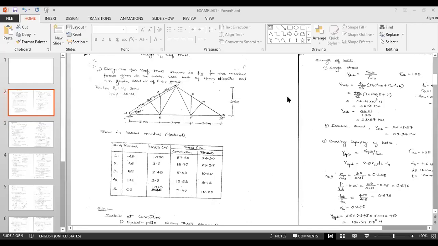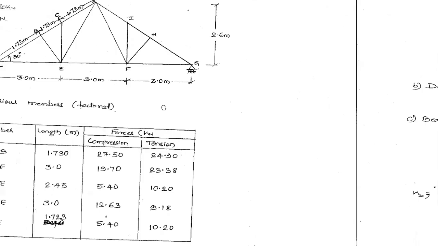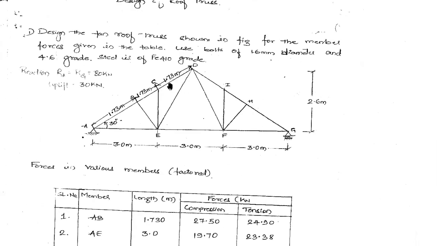So we'll start. Okay. This is the problem that I have taken here, and it has been solved. So you need to design these truss members. Okay, so design the fan roof truss shown in the figure for the member forces given in the table. Use bolts of 16 mm diameter and of 4.6 grade. The steel is of Fe410 grade.